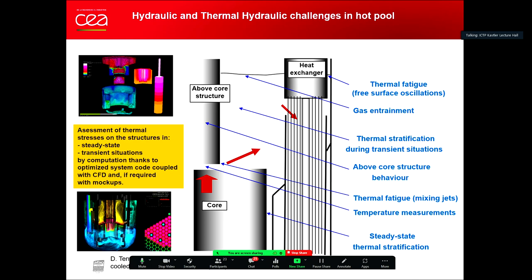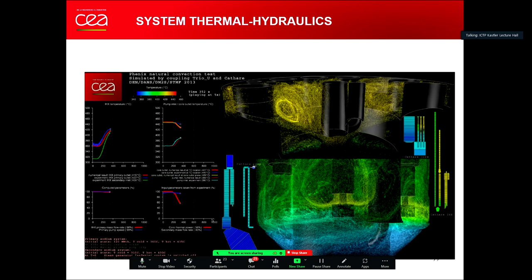You know what stratification is? It is the variation of the temperature over a short distance, a gradient. And if you have fluctuation of the levels, you can induce fatigue. Yeah. We have codes for that, and TrioU. Here you can see a picture where you have the movements of the sodium. Of course, we also use a mock-up with water for a part of the validation of this tool.